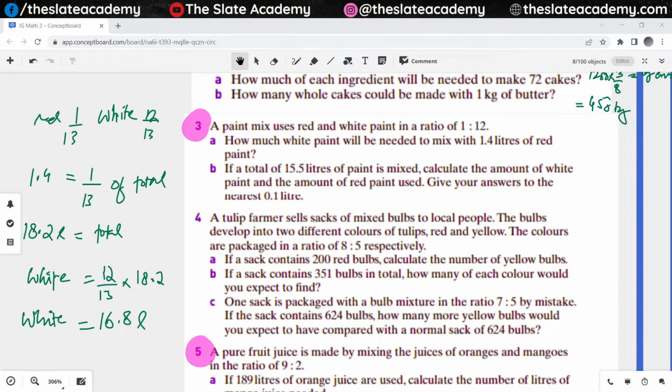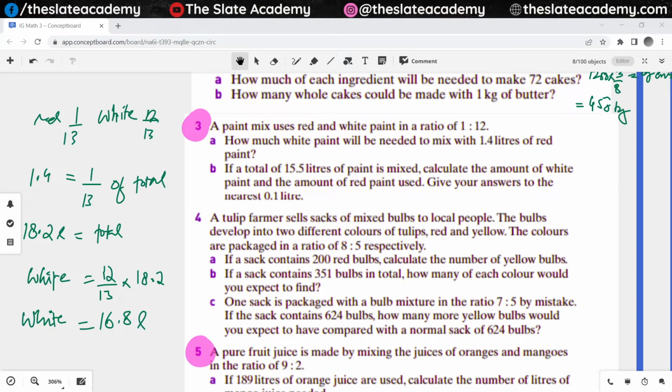Okay ji, anybody who has the answer for part B, 1.4 into 12, you say? What's the exact value? This is 16.8. That's for part A. What about part B? Acha ji, part B is simple.